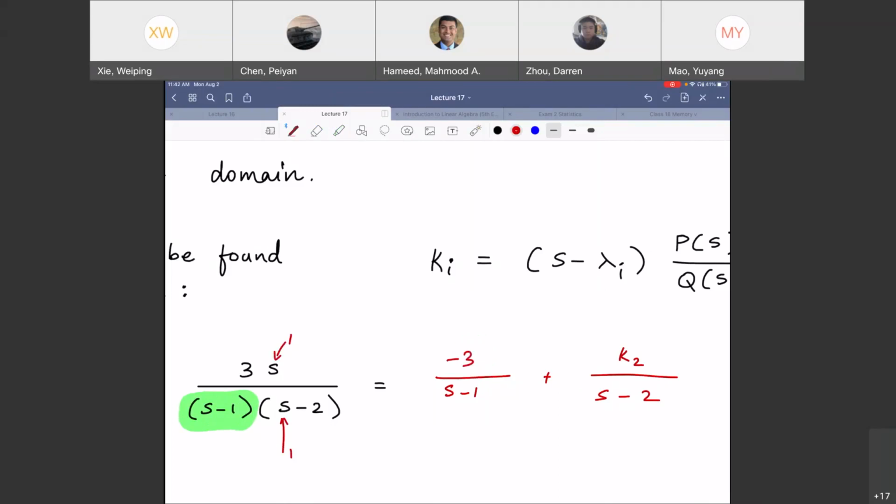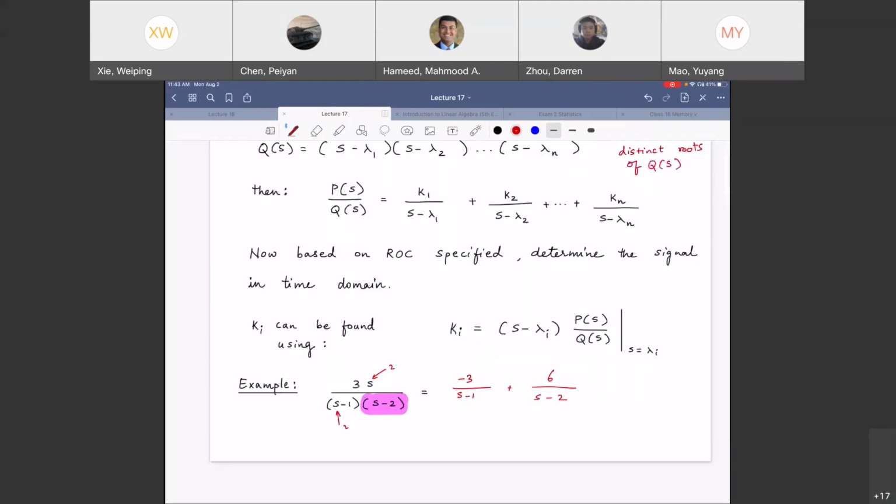Yeah. Next, for k2, what do I do for k2? Well, I'll block off this guy, essentially like multiplying with that, right? So it'll cancel out. And then I need to put a 2 in here and here. So I've got 6. That's it. Yeah. All right.